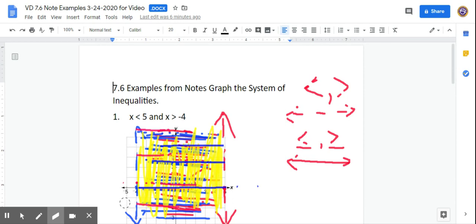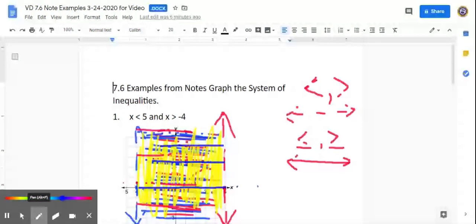Your solution are all the points inside here because that's where the two lines would overlap, just like on a number line, right? We didn't continue those arrows to the left and to the right. We had to erase them. So it's the same thing here. So your solution is those set of points that are all yellow.